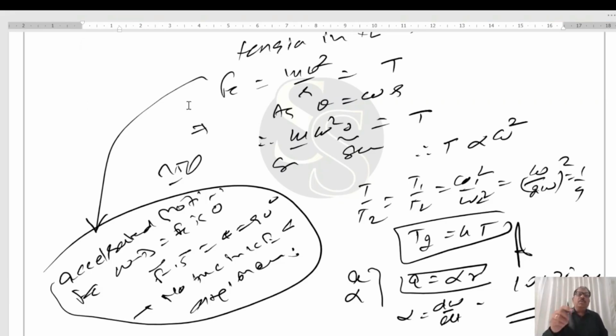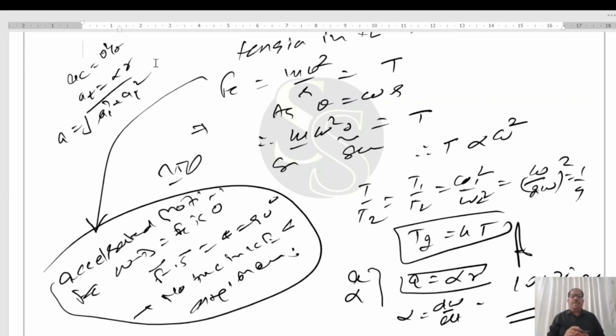For non-uniform circular motion, there is centripetal acceleration as well as tangential acceleration. Tangential will be r alpha, and this will be v square by r. And the total acceleration will be the square root of ac square plus at square, right? Now, next question.